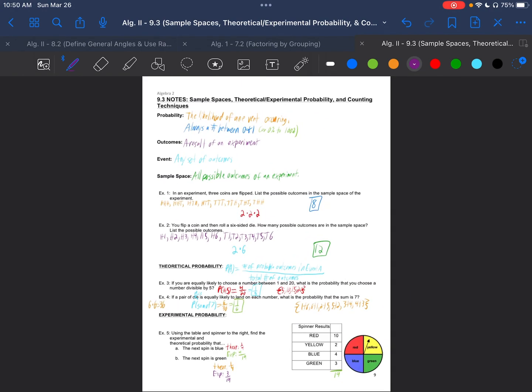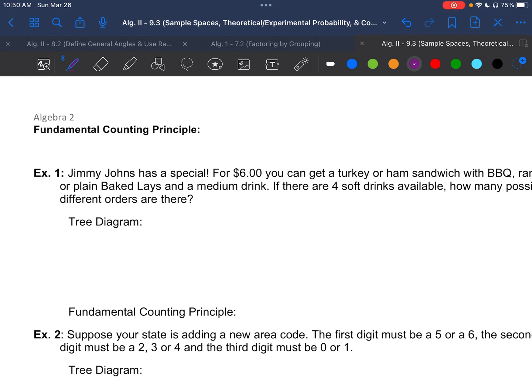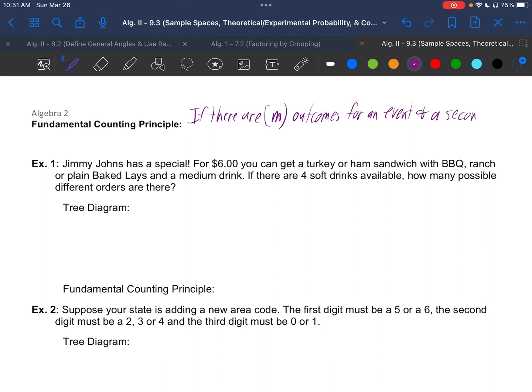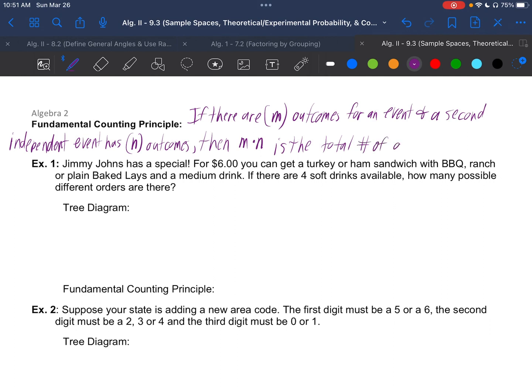All right, moving on. We're going to talk about the fundamental counting principle. If there are M, as in Mississippi, outcomes for an event, and a second independent event has N, as in Nebraska, outcomes, then M times N is the total number of outcomes together.